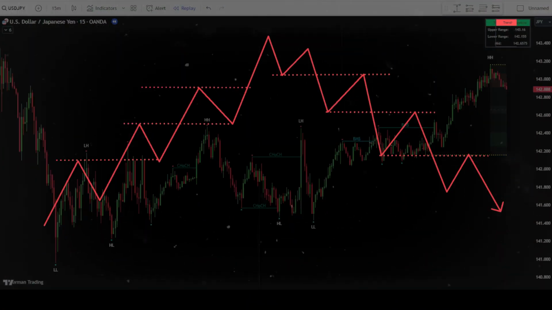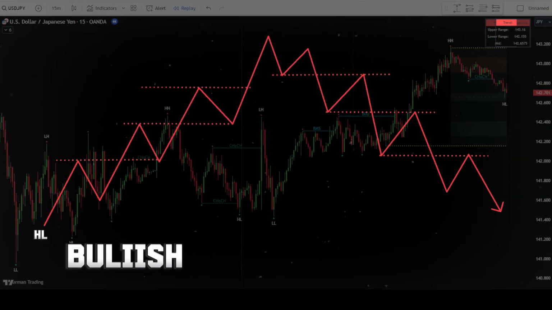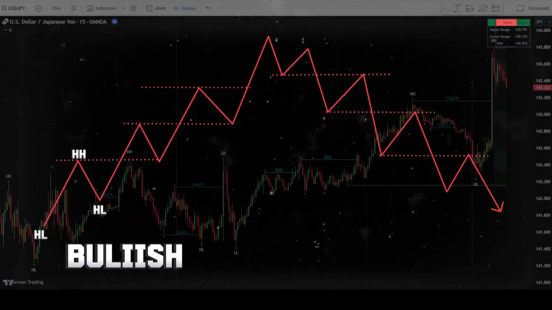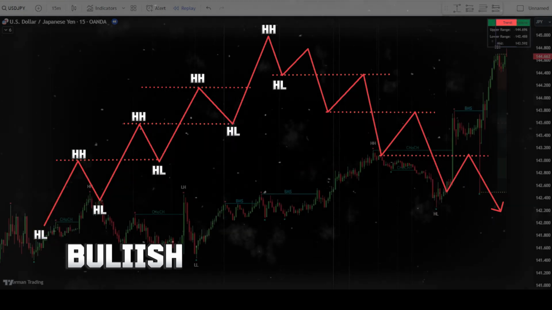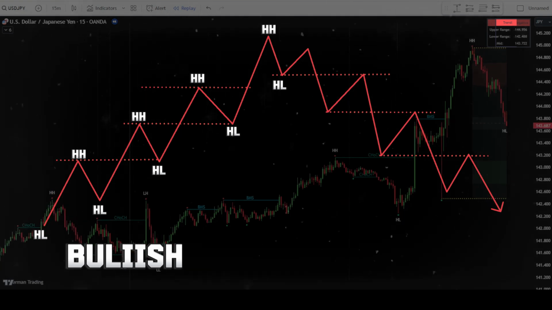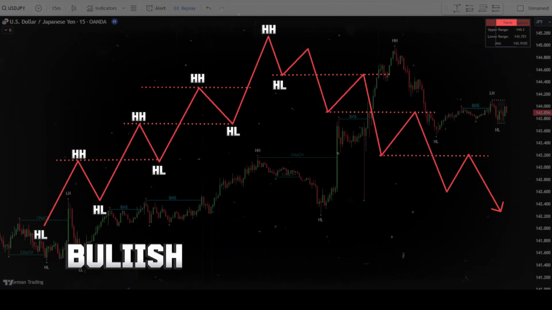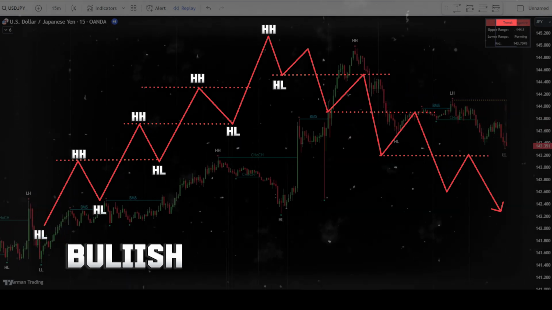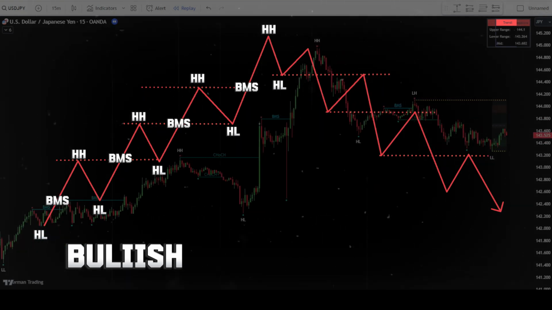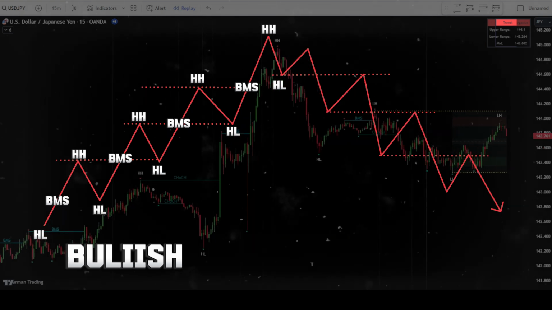In a bullish trend, the market will form higher lows, higher highs, higher lows, and higher highs consecutively. This movement will be marked by a breakout above the highest price point, forming an even higher price point. If the price successfully surpasses the highest price point, a break in market structure or BMS will occur.